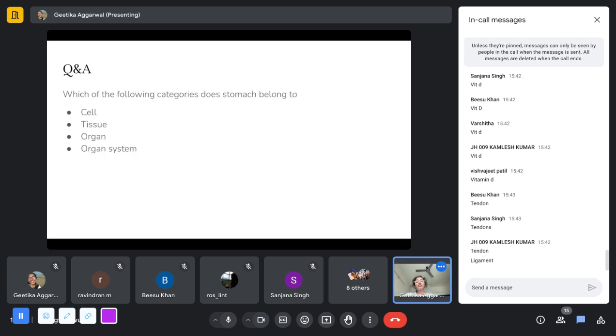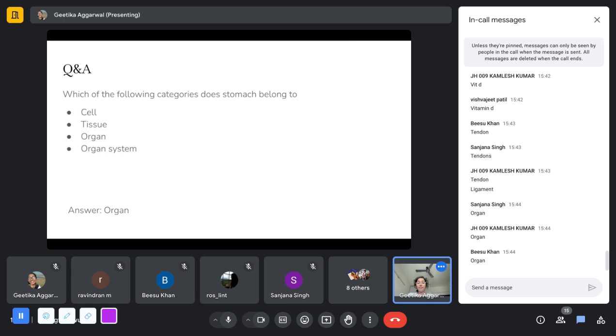Next question, which of the following categories does stomach belong to? So, what is this stomach? I think this is a very basic question. Organ, correct. So, stomach is an organ of the organ system, which is the digestive system.